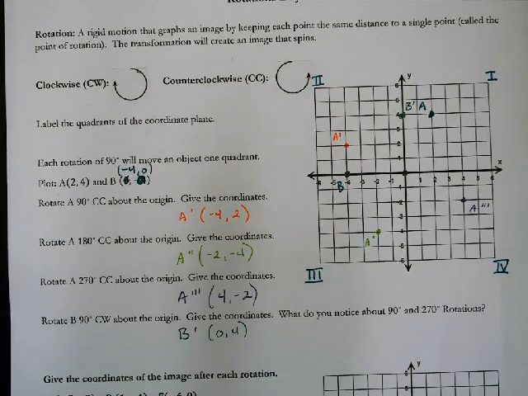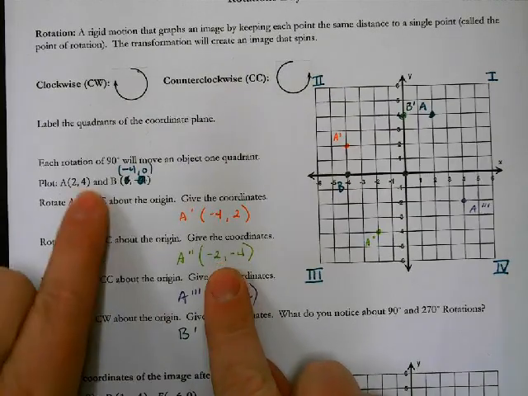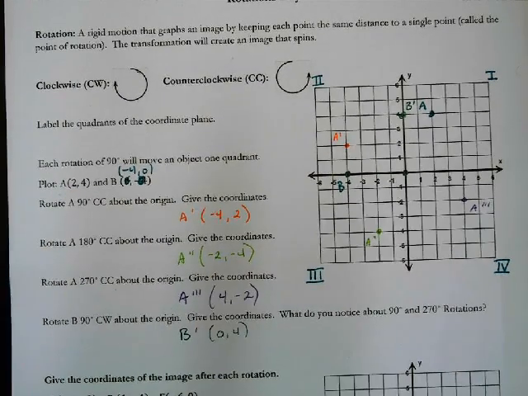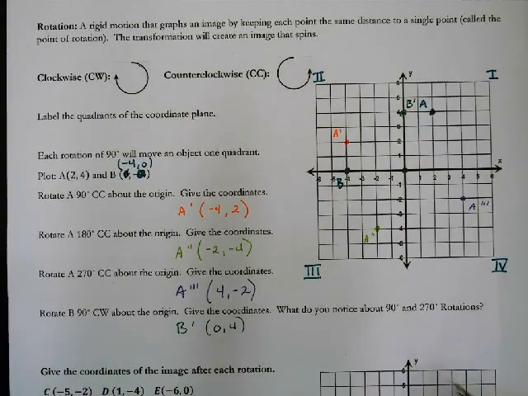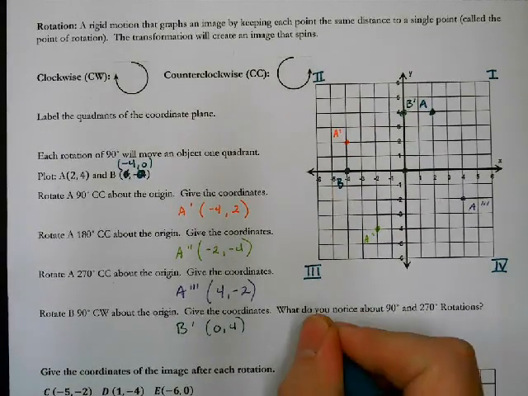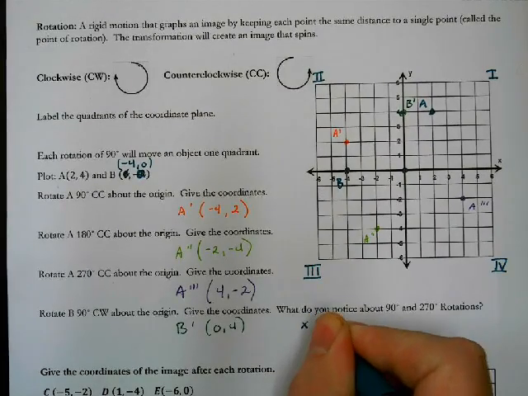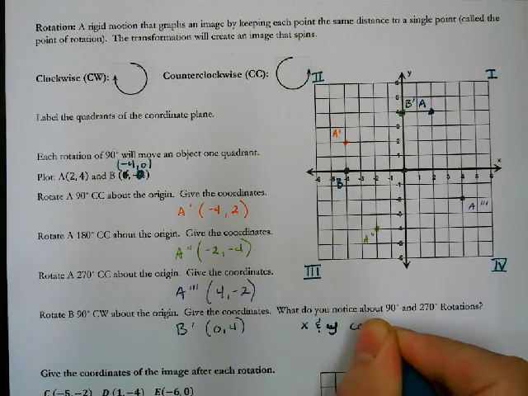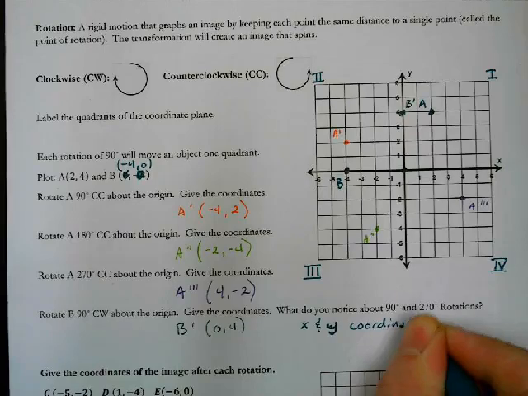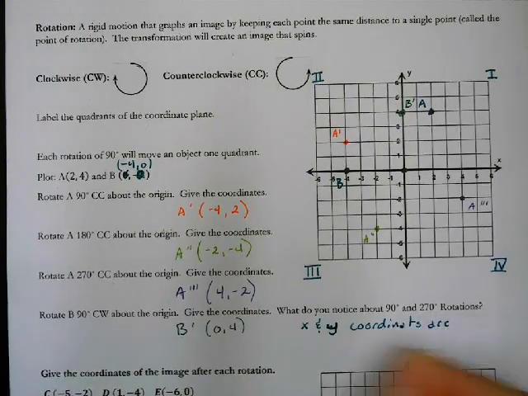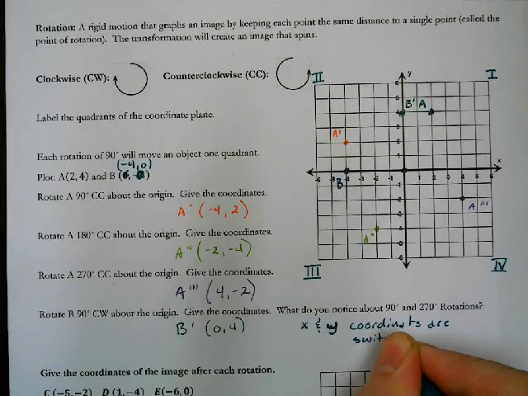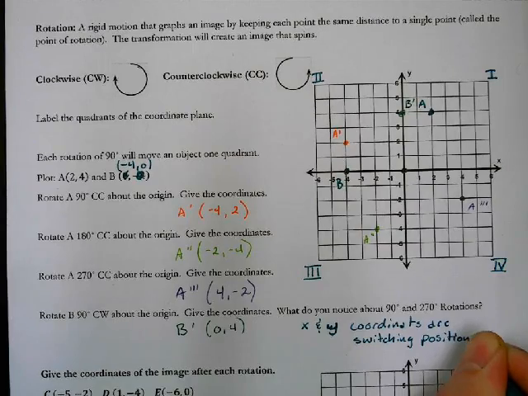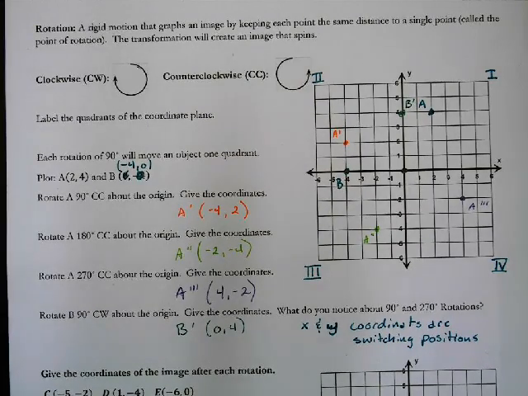Now, when we went 180, they didn't switch positions, but all the signs changed there. So that's different. So we're going to see about that. So what we notice is the x and y coordinates are switching positions. Interesting. All right, here we go.